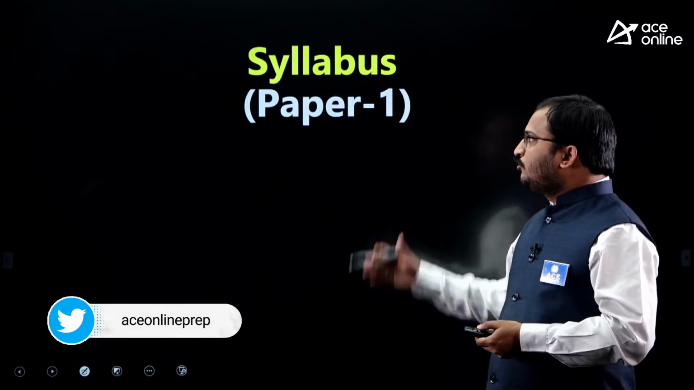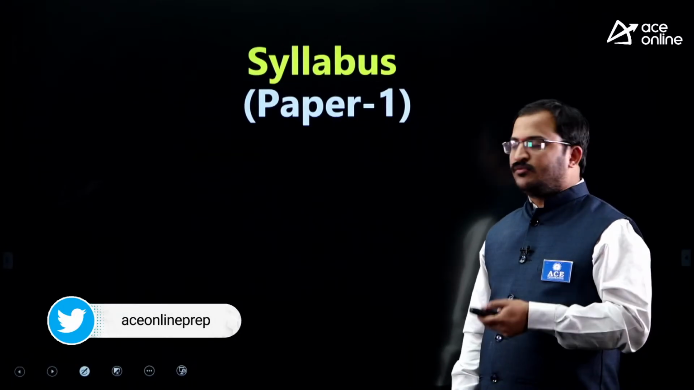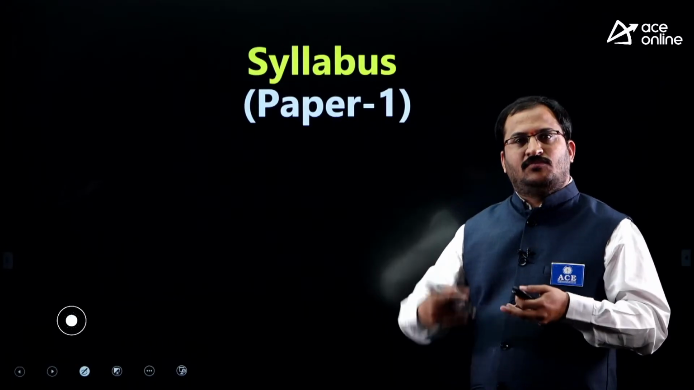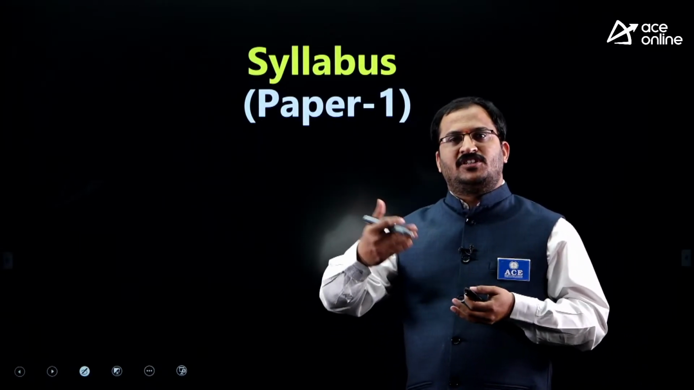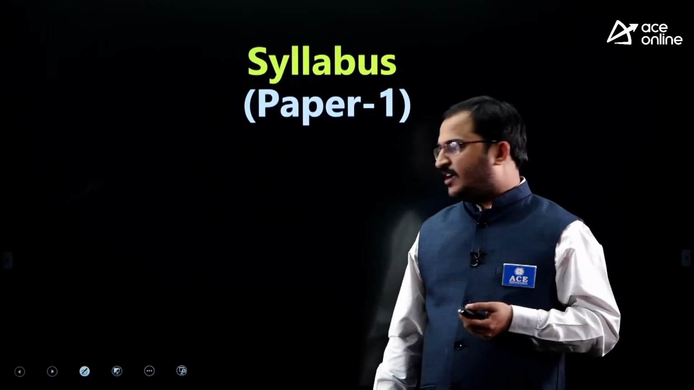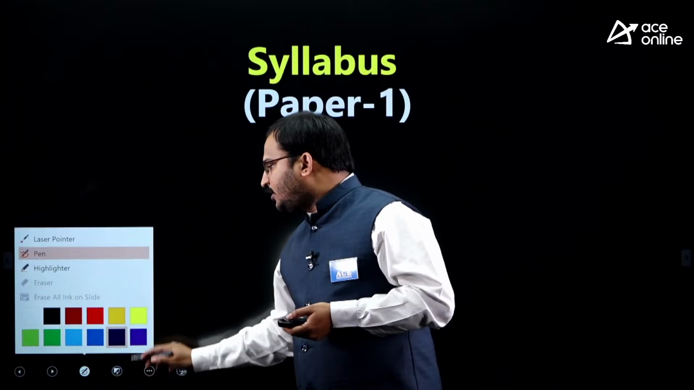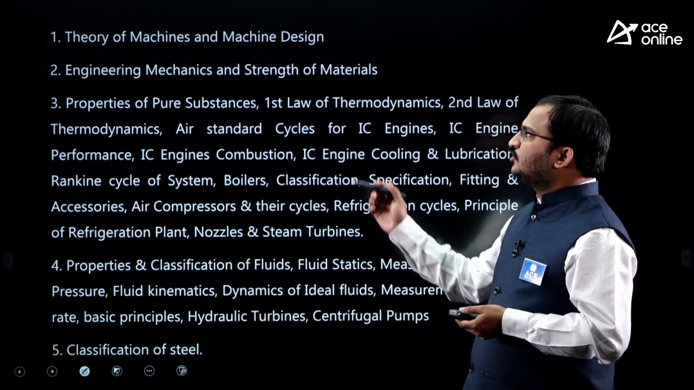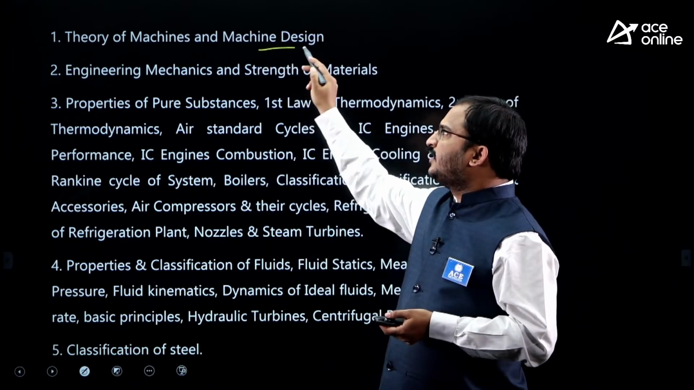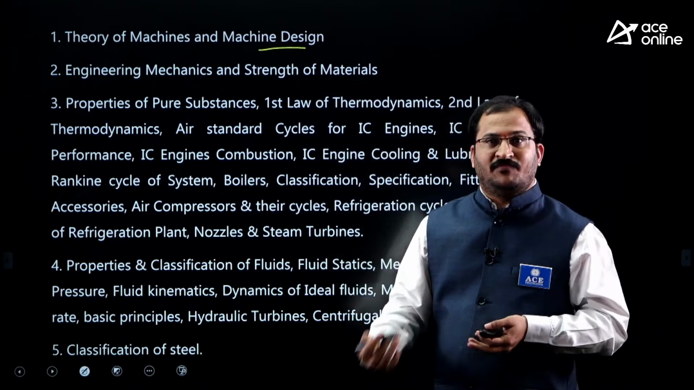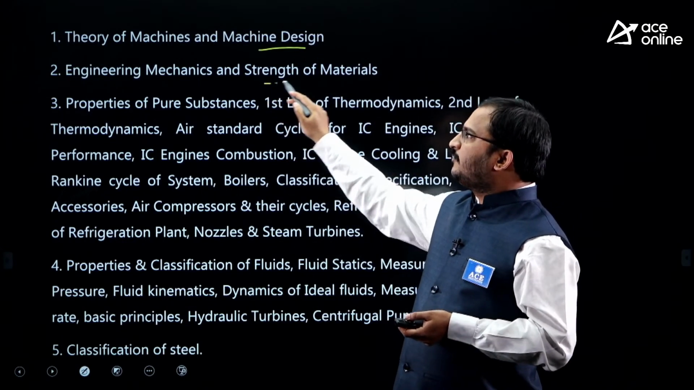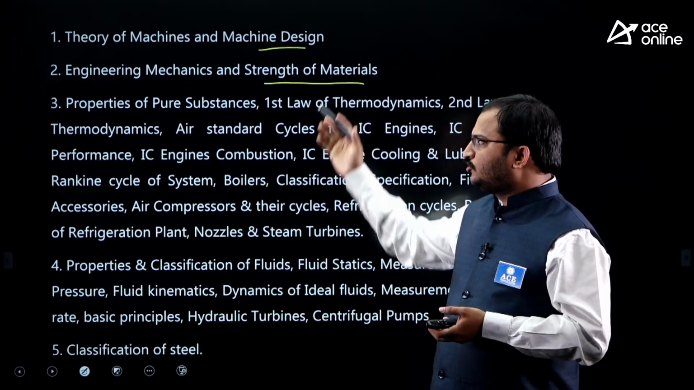So let me show you the syllabus of this paper 1 so that you can understand why only in fluid mechanics and turbomachinery and thermal engineering these many marks came. Okay, so here see this one, theory of machines and machine design, he has simply given the syllabus in 1 line. For the prelims examination, engineering mechanics and strength of materials also 1 line.